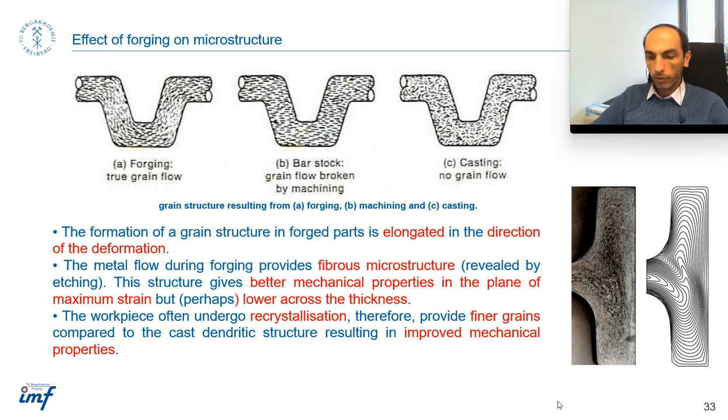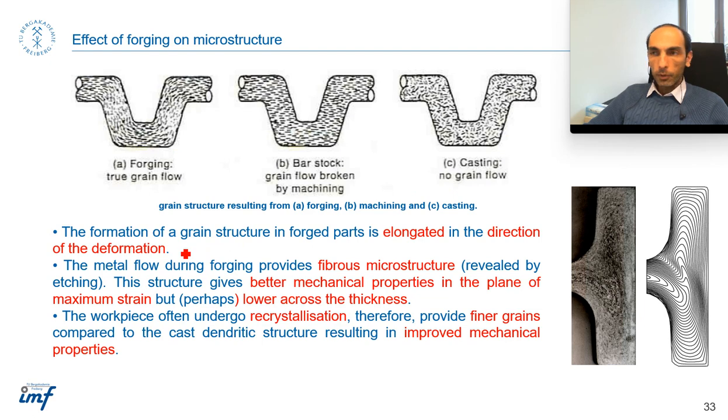Of course, microstructure is important because the mechanical properties of your forged part directly depend on the microstructure. This figure shows that if you produce the part using forging, you can see the grain flow or the metal flow line as I introduced before. But if you produce it using machining, you cannot see such a metal flow line, and this is the casting.